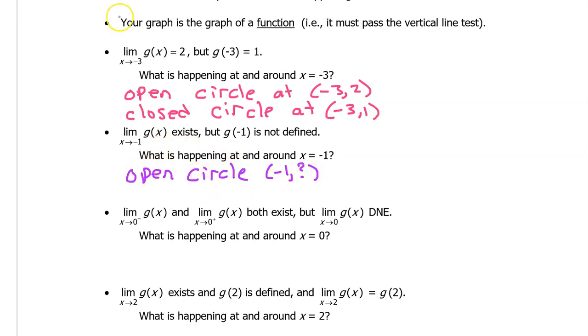Okay, moving on. So next we want the limit as x approaches 0 from the left and the limit as x approaches 0 from the right to both exist. But the limit as x approaches 0 overall does not exist. So the limit from the left exists and the limit from the right exists, but the overall limit does not exist. That means we have to be approaching two different values on either side of 0.